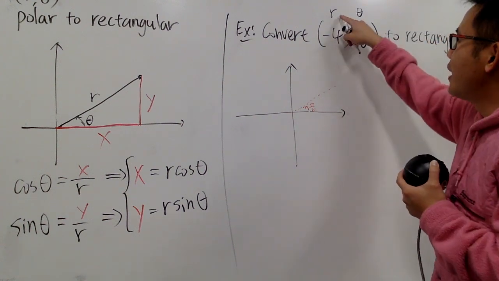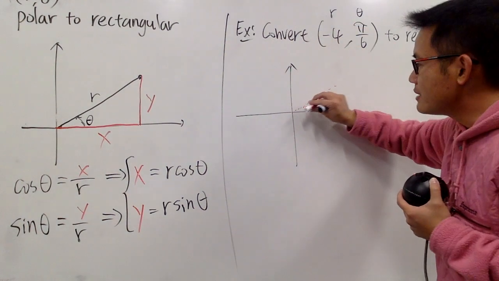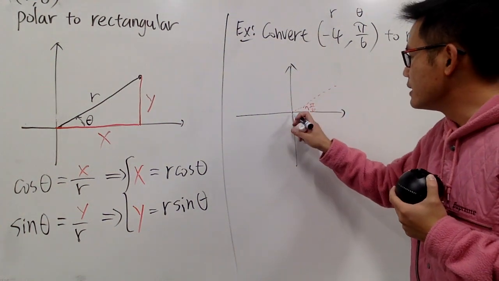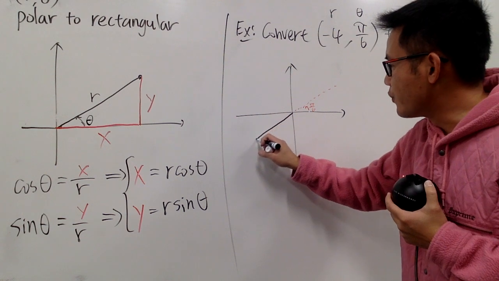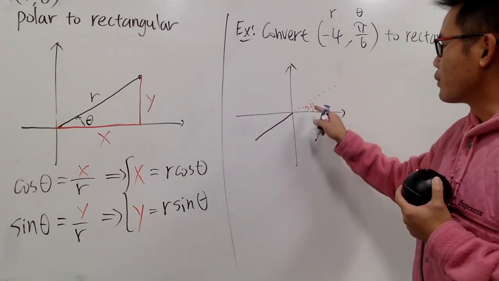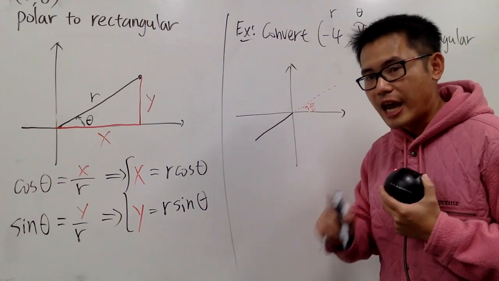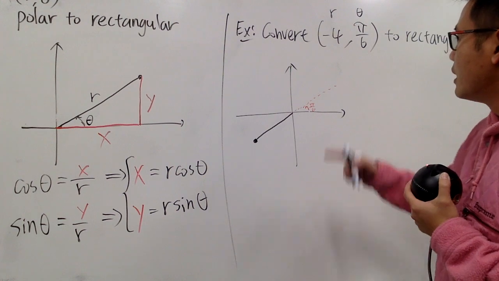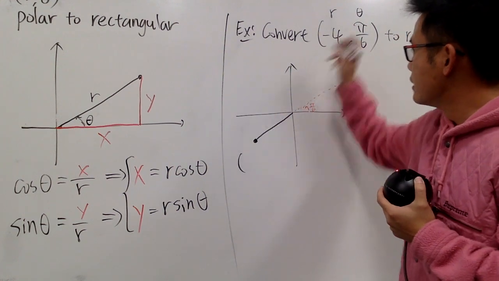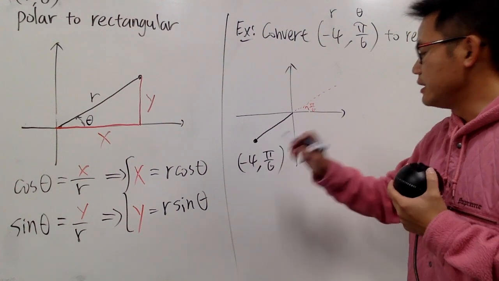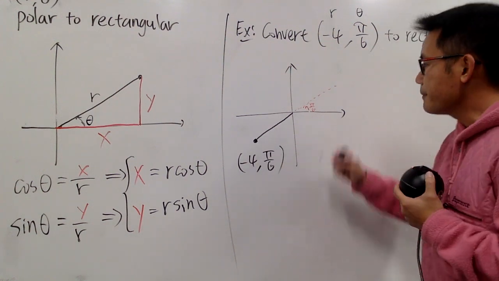However, because r is negative, that means you actually have to go backwards. So when you go backwards, it's like this. So let's say this is 4 units, okay? And you just go backwards. So this angle and that angle are the same. And this is where the point is. This point right here is equal to -4, pi over 6 in the polar world, okay?